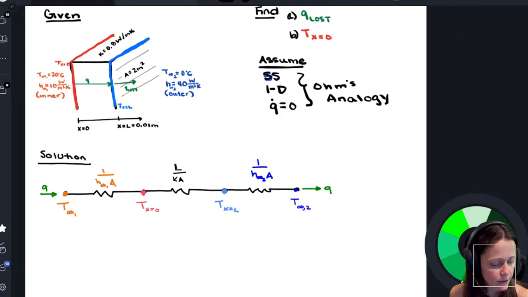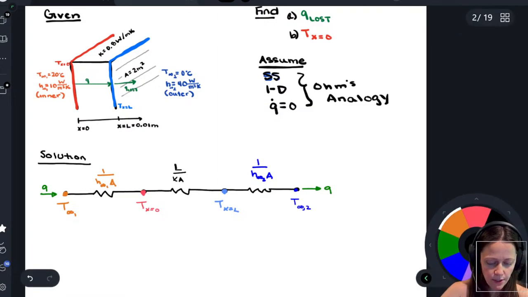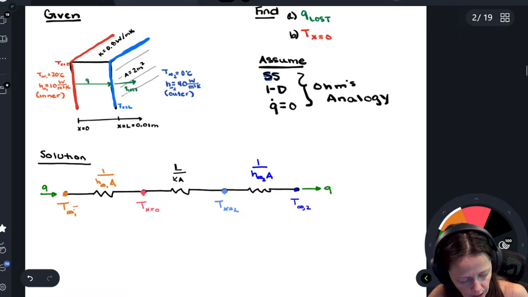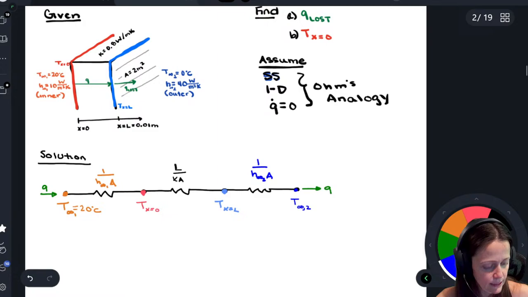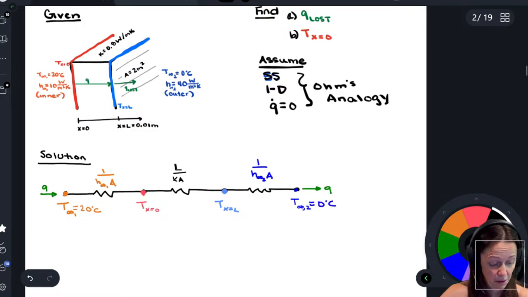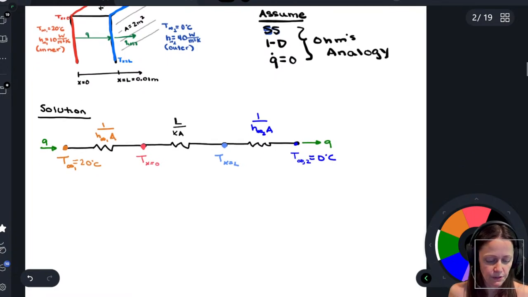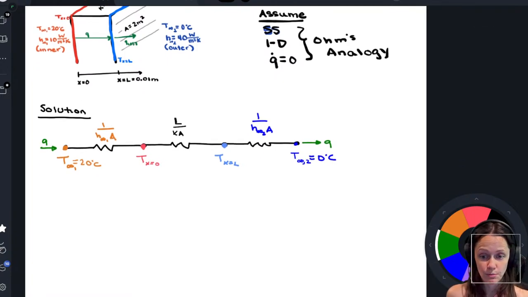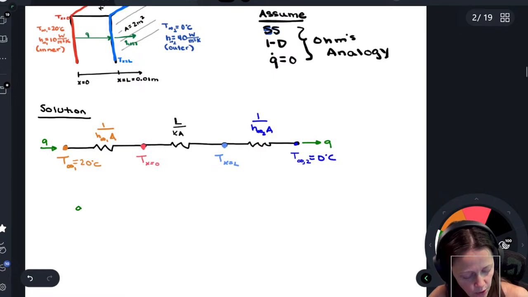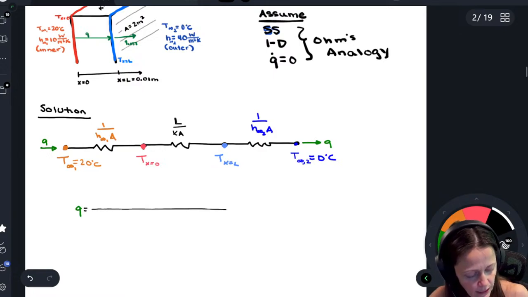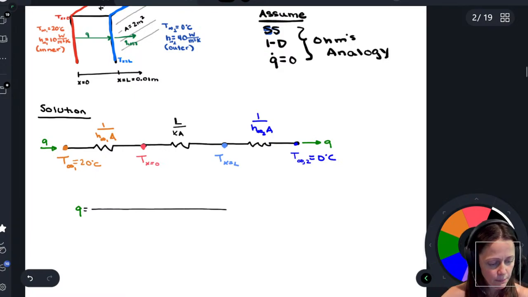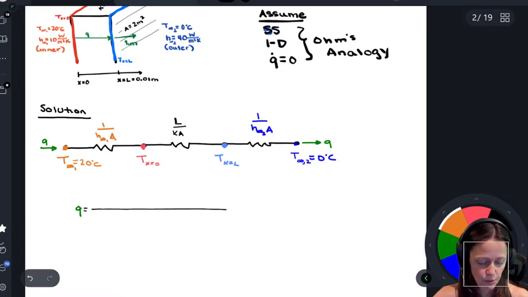But it looks like the only temperatures that I know are this T infinity on the inner side and then the T infinity on the outer side. So I think that's probably what I have to use. So I'm going to have to sum up all of those thermal resistances. So my Q is equal to, I'm going to have a T difference on the top, but I do need to sum up all of those thermal resistances.